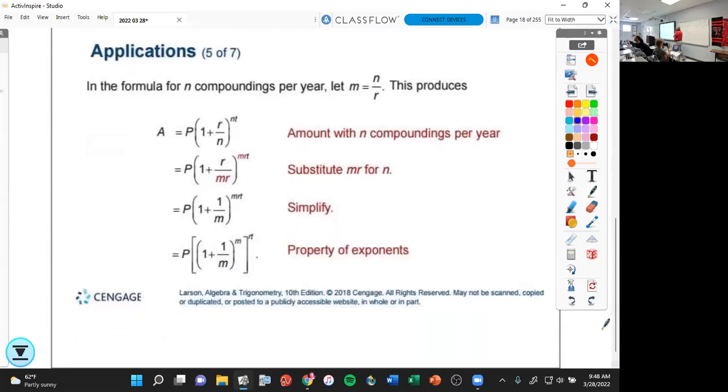The formula for n compoundings per year, let m equal n over r. So we're just going to make the equation a little simpler by changing n over r to m. Okay, here's the original equation. This is the amount with n compoundings per year. If we change n over r to m, or if we solve this to get n by itself, we'd have n equals mr. Right? So we can change the n's to mr's.